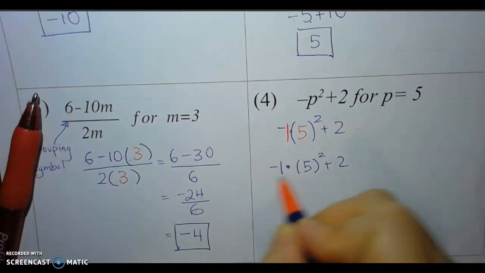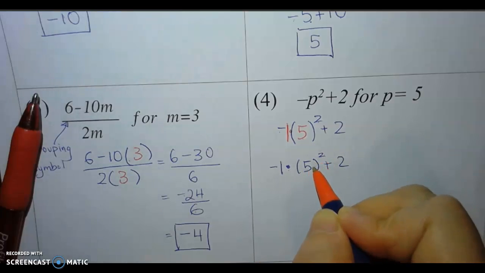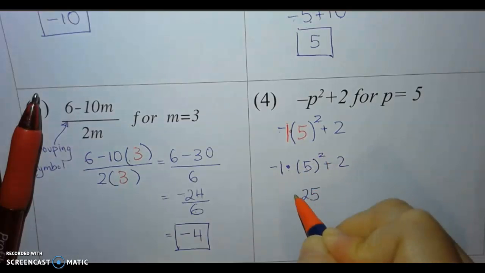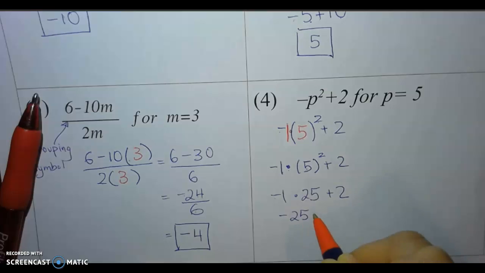What's 5 squared? Remember, between multiplication and exponents, exponents come first. So we need to do this. 5 squared is 25 multiplied by negative 1 plus 2. Negative 1 times 25 is negative 25, plus 2. And negative 25 plus 2 is negative 23.